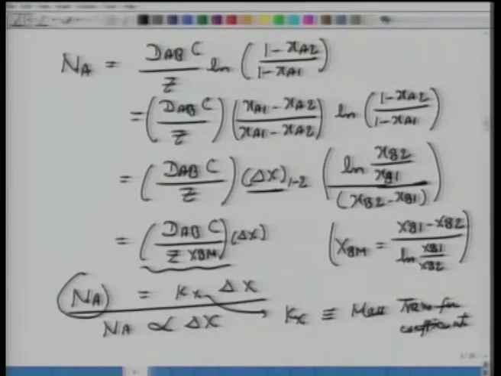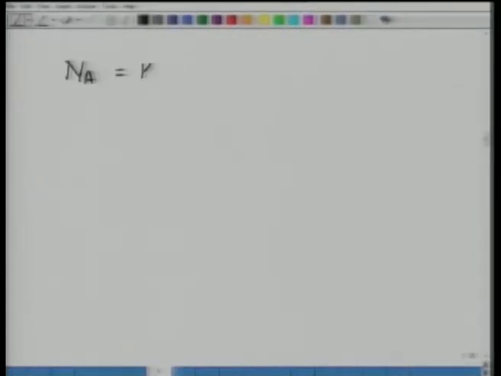Diffusion flux of A equals a quantity kx, which we are calling a mass transfer coefficient, into del x. Del x is nothing but your concentration difference, your mole fraction difference across plane 1 and 2. We can also write Na equals kc, some different prime, into del c, where del c is the concentration difference Ca1 minus Ca2. So there are different ways of writing this diffusion flux. In case 1, when the other component B was stationary, we can write Na like kx, proportional to concentration difference or mole fractions.